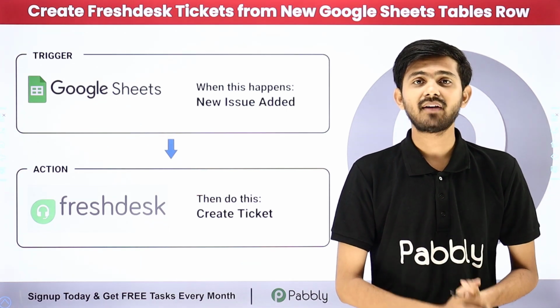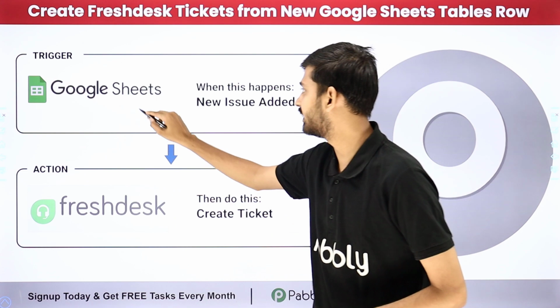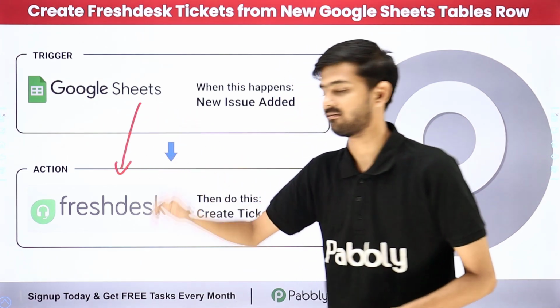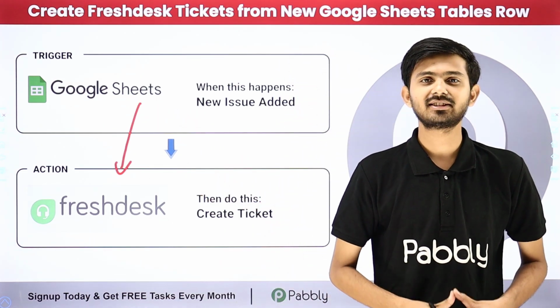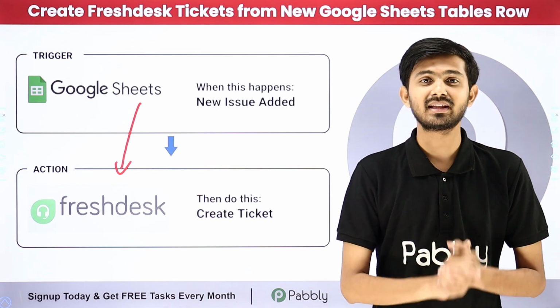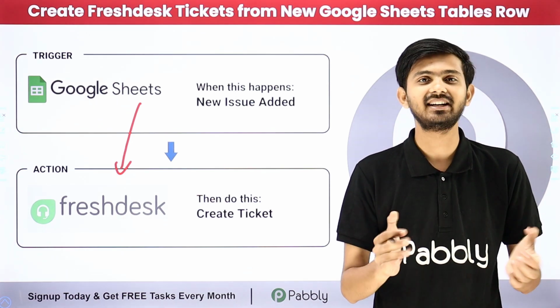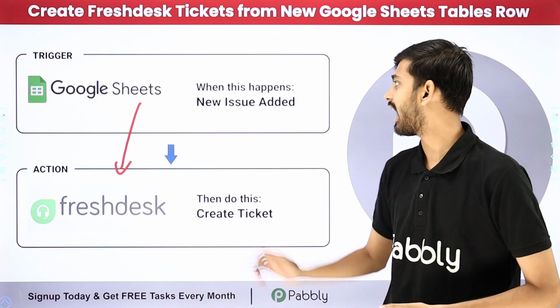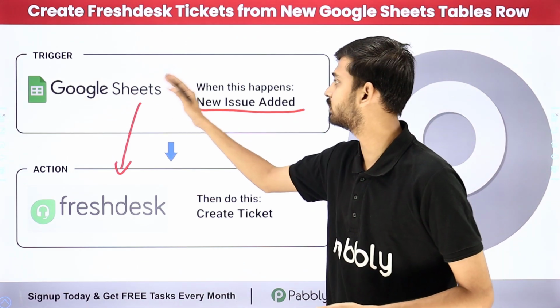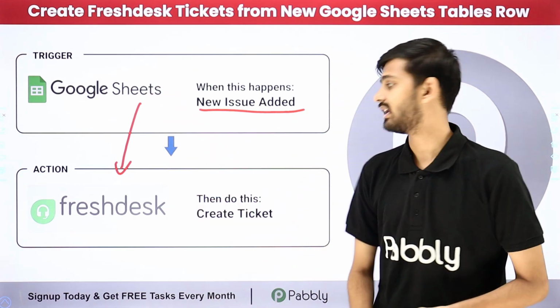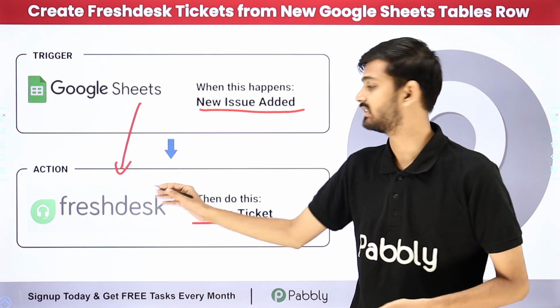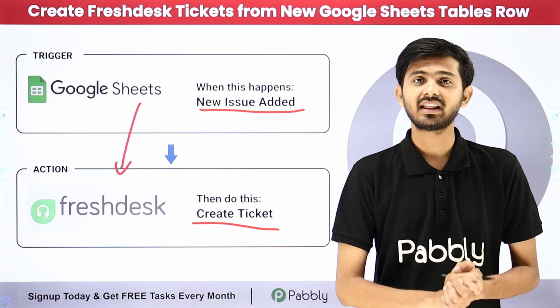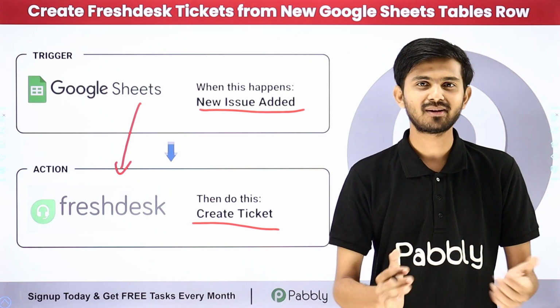So for my objective, I need to build a connection between Google Sheets table and Freshdesk. For building this connection, I'm going to use Pabbly Connect, which is an amazing software for automation and integration. Now with Pabbly Connect, as I add a new issue in my Google Sheet table row, automatically I'm going to create a new ticket in Freshdesk. So how am I going to build this connection? For that, let me take you to my computer screen.